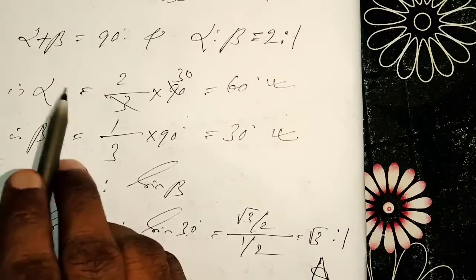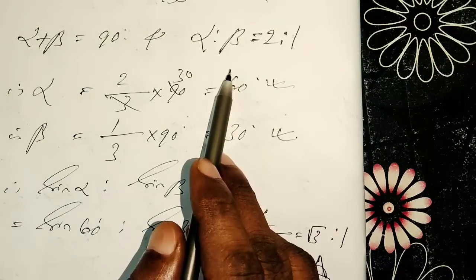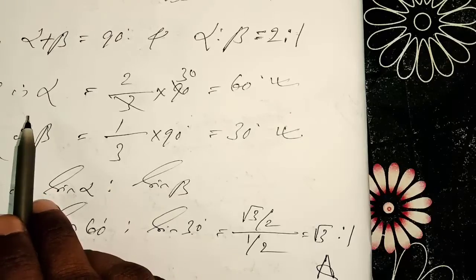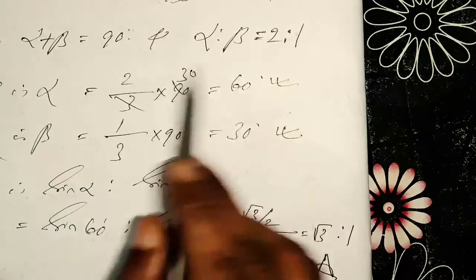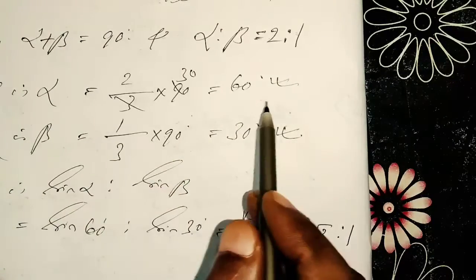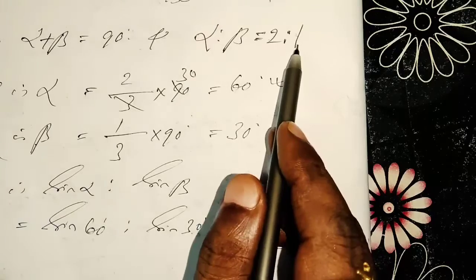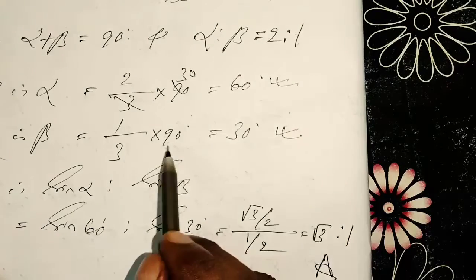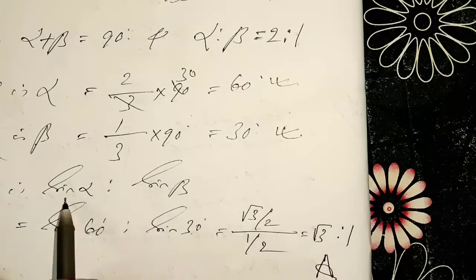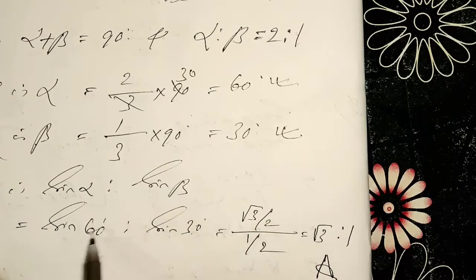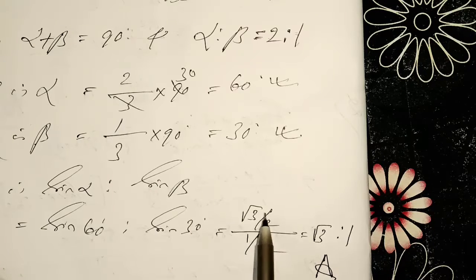Alpha plus beta is given as 90 degrees and alpha is to beta is given as 2:1. Therefore, alpha will be first ratio 2 by total into 90 degrees, 60 degrees. Beta equals second ratio by total into 90 degrees, that means 30 degrees. Sin alpha is to sin beta, just put in the values of alpha and beta, you get root 3 by 2 by 1 by 2, the 2s cancel, root 3 is to 1.